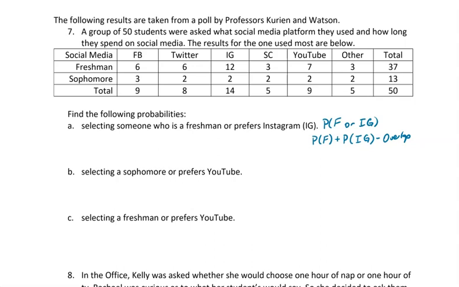All right, so for this one, we're going to do freshmen first, and all we're going to do is look at the total at the end. There's 37 freshmen, so that's 37 out of 50, plus for Instagram, that's this column right here, and there are 14 people total who prefer Instagram. So that is plus 14 out of 50.